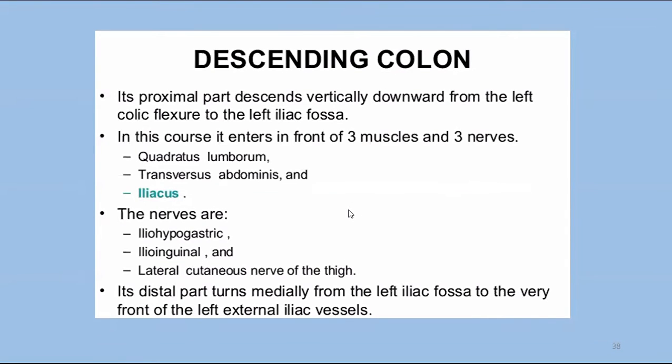Now, the proximal part of the descending colon descends vertically downwards from the left. On its course, it traverses the quadratus lumborum, transversus abdominis, and iliacus muscles, as well as the iliohypogastric, ilioinguinal, and cutaneous nerves of the thigh. The distal part turns medially from the iliac fossa to the very front of the internal and external iliac vessels.